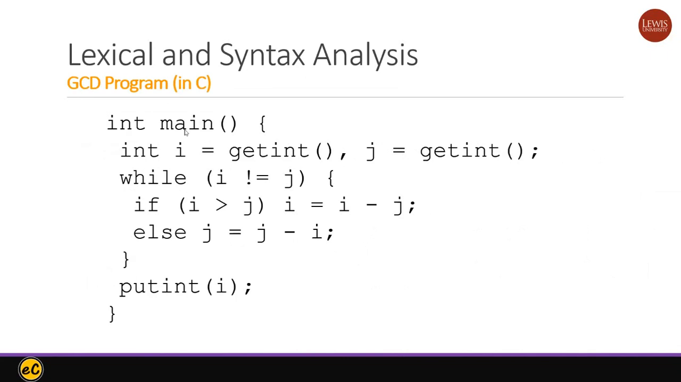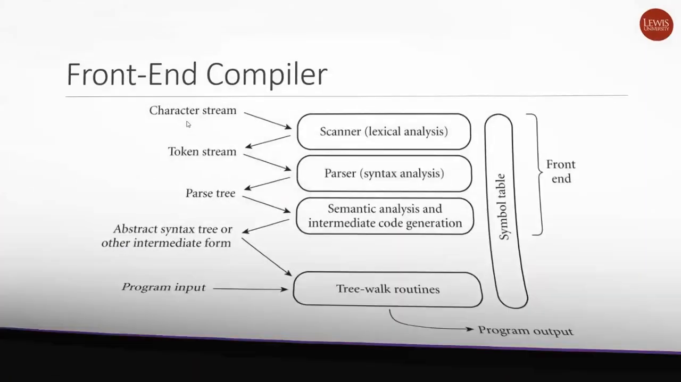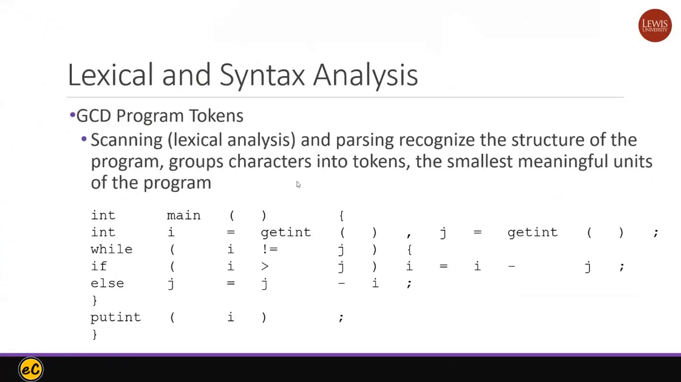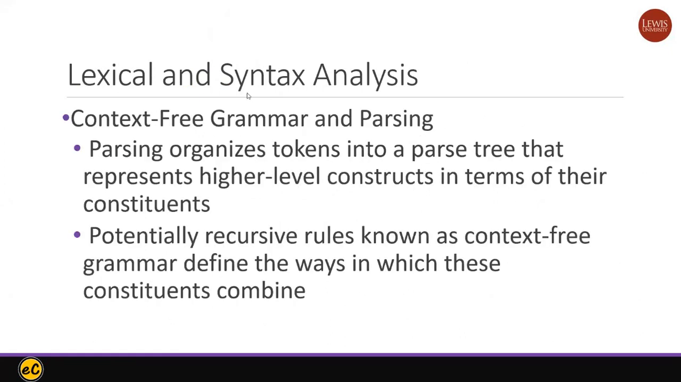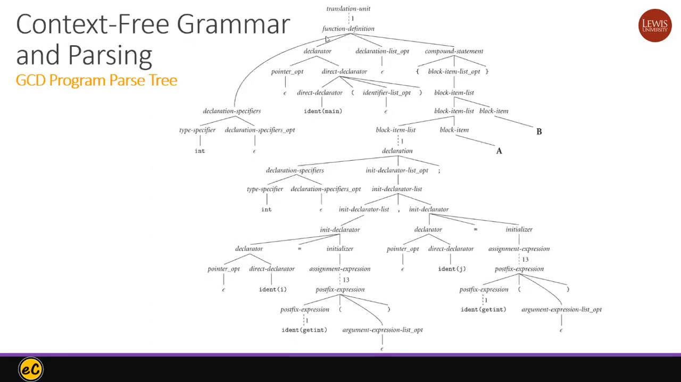So in the first stage, you are converting a character string, meaning that many characters keep coming, into a word string, a token string. And then based on the token string, you go through syntax analysis using the context-free grammar, this is the context-free grammar for the C language for a while loop, and based on the grammar, you generate a syntax tree like this for that GCD program.